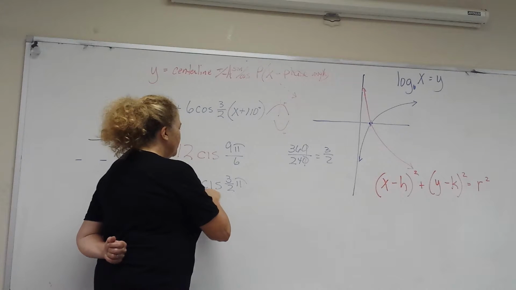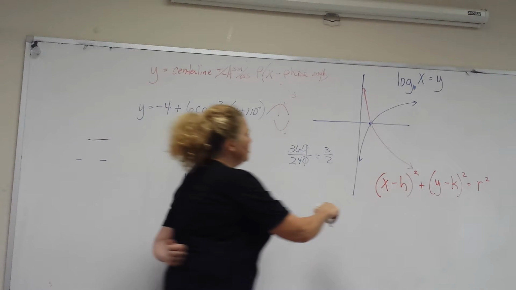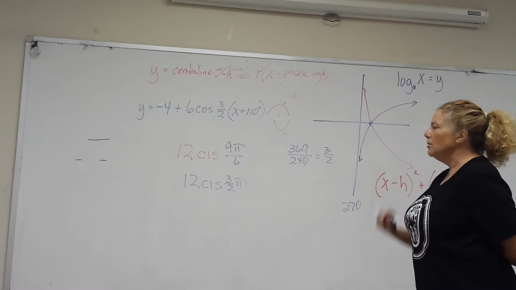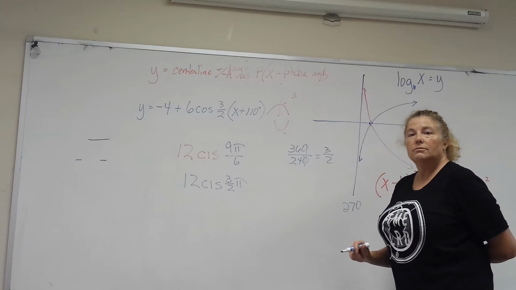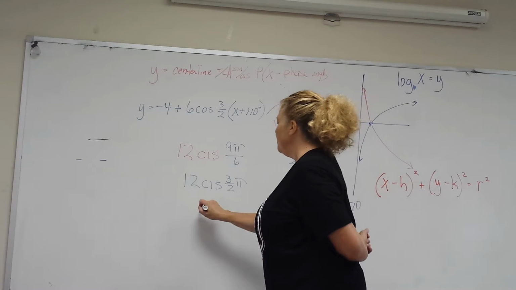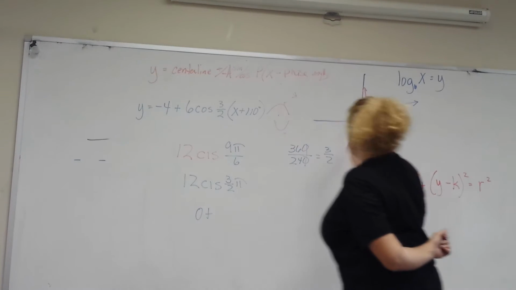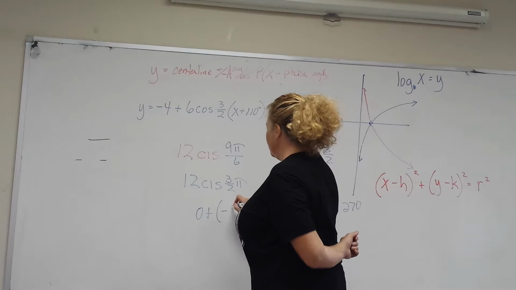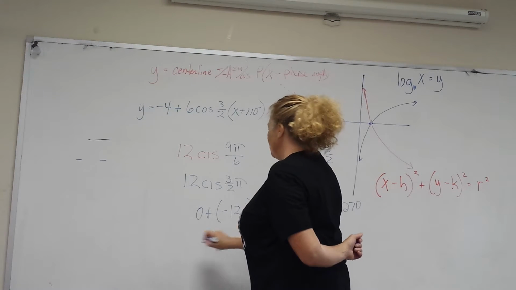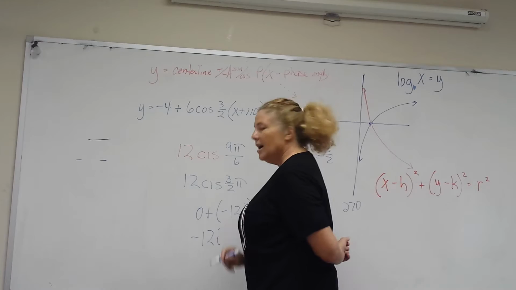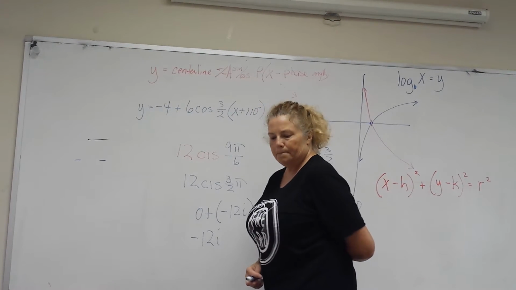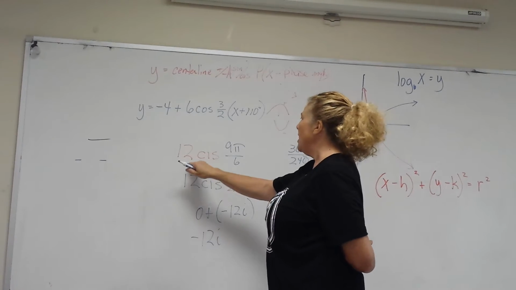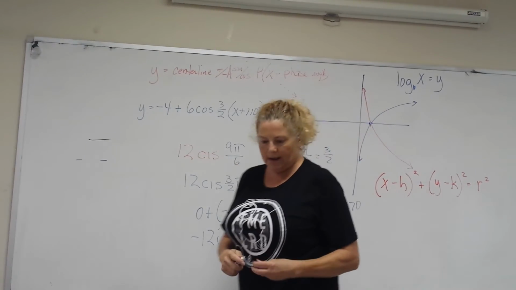So 12 times the cosine of 270, well, 270 is down here. So basically the cosine is 0. So it would be 0 plus, now the sine of 270 is -1, so -12i. So basically your answer is just -12i. Okay? So you would do 12 times the cosine of 3/2 pi, 12 times the sine of 3/2 pi.